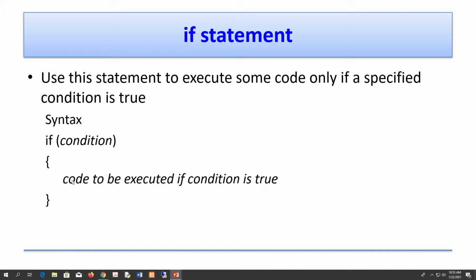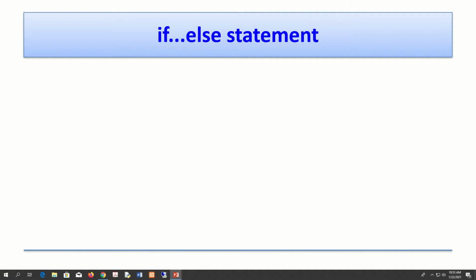So based on that condition, if it is true, we can define set of codes to be executed, right? So those codes should be defined as a block. This block is represented by using open and closing curly brackets. Inside the open and closing curly brackets, we can define a set of codes, right? So we call this a particular block. We can insert the code to be executed in here. So that's about the if statement, right?